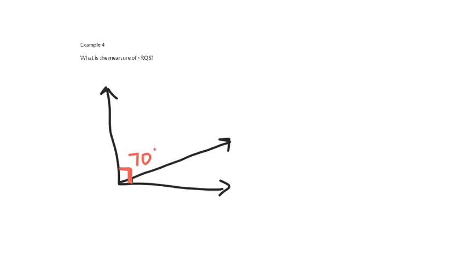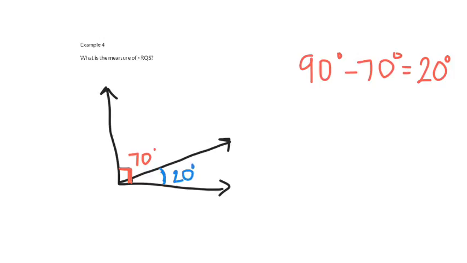Okay? So since this is a right angle, I can take 90 degrees, which is the entire angle, subtract the angle that I have, and that will give me the angle that I don't have. Okay, complementary means they add up to equal 90. So 90 minus 70 would leave me the other angle would have to be 20.